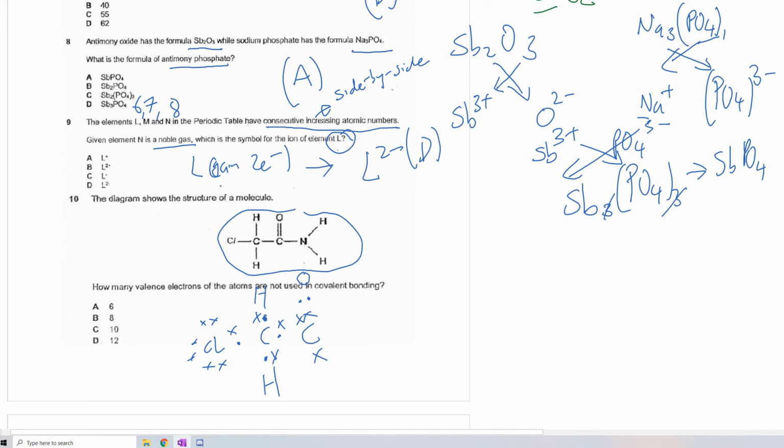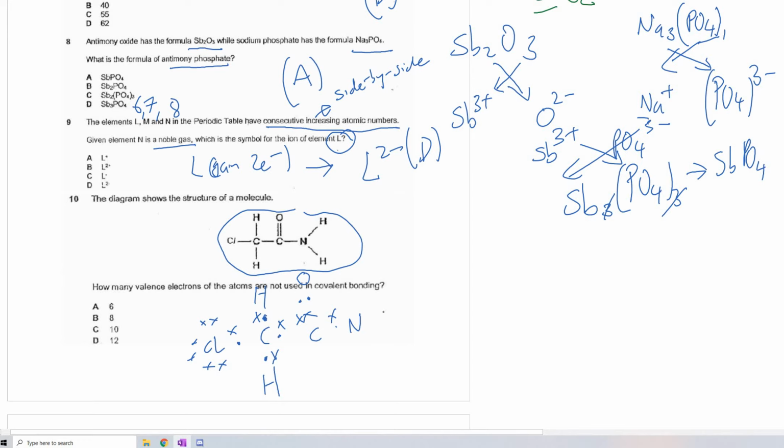I think we redraw this. Alright, we have carbon here and nitrogen over here.